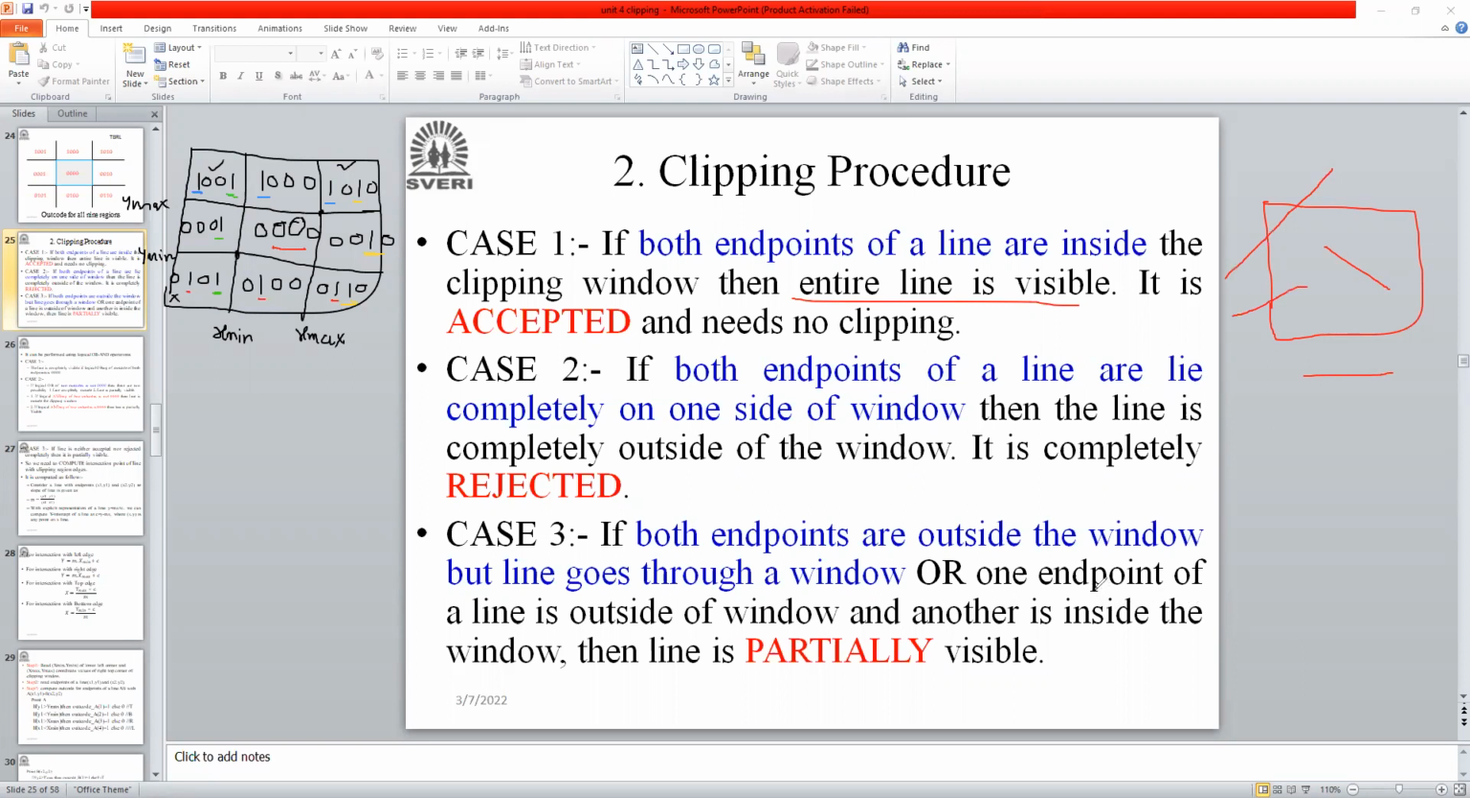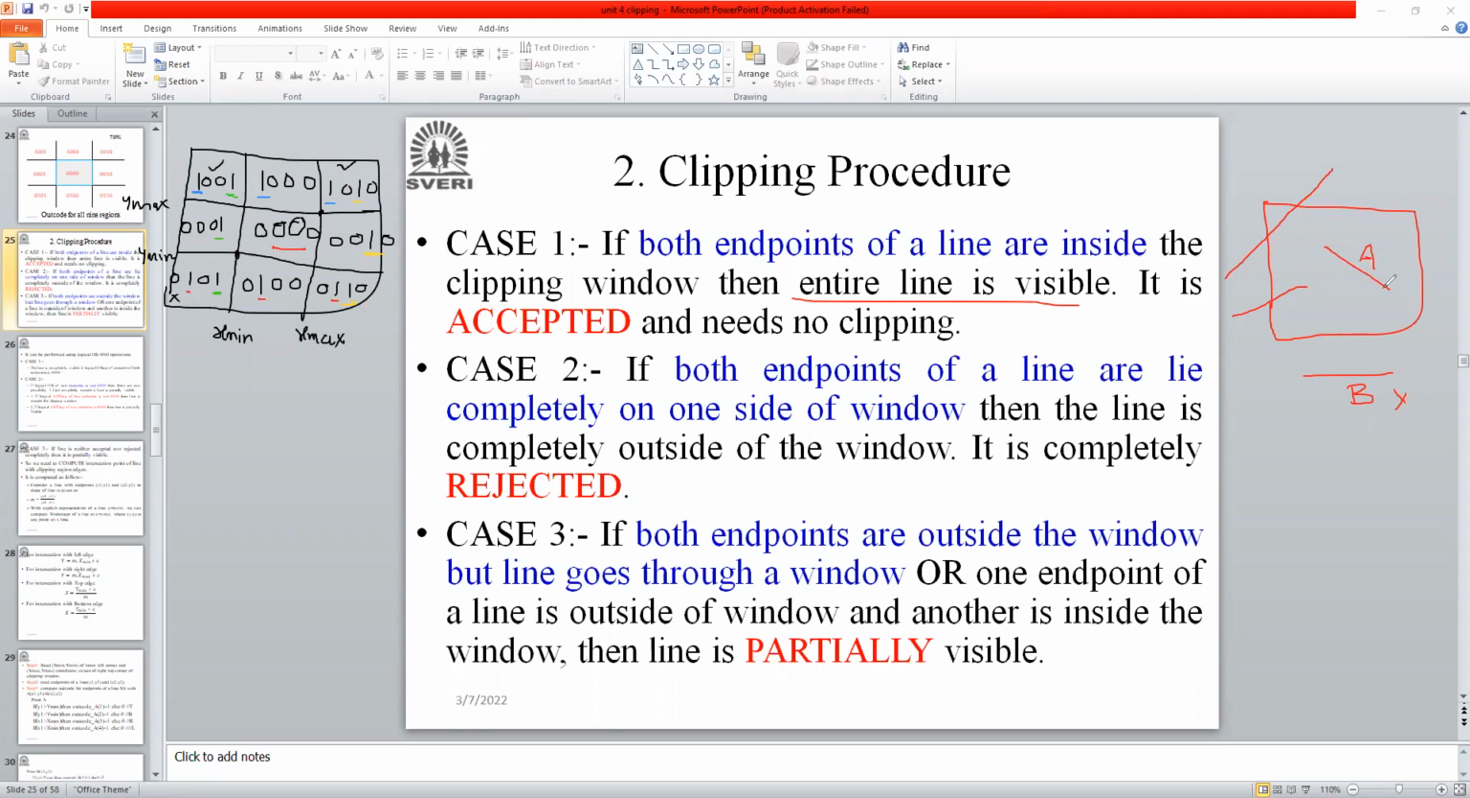So when is clipping required for this line? I will call it line A. For this line, is clipping required? No, because the whole line is inside, so we don't require any clipping method. Similarly, for line B, is clipping required? No, because the whole line is outside. So we don't want any cutting of the line, or clipping procedure. Directly we are going to reject this line as it is outside.